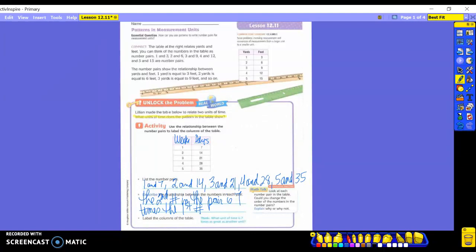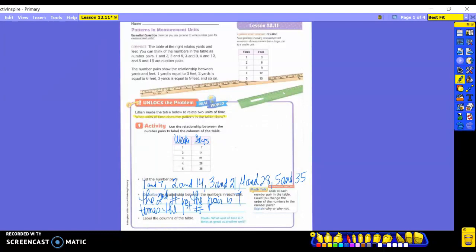Let's look at the math talk question. It's kind of an interesting question. It says, look at each number pair in the table. Could you change the order of the numbers in the number pairs? Why or why not? So basically what it's asking is, could I do like 1 and then 3 and then 4 and then 2 and then 5? Could I move those around?